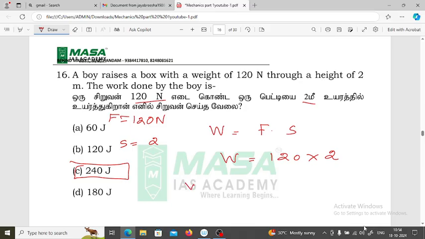Here also the work done is considered as potential energy, mgh. But here the mass and acceleration due to gravity are not given, but it is indirectly given by the force. What is force? According to Newton's second law, force F is equal to mass into acceleration. So mass into acceleration is 120 into 2, 240. Answer is 240 joule. Clear?